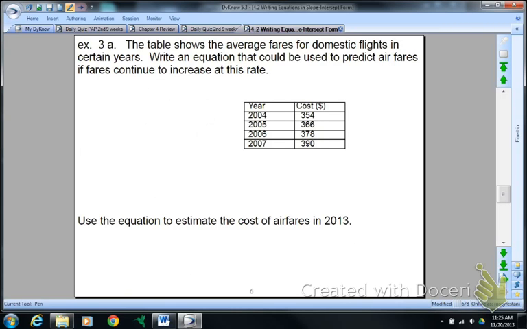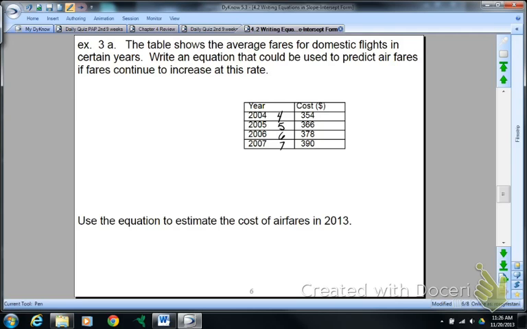Example 3A, the table shows the average fares for domestic flights in certain years. Write an equation that could be used to predict airfares if fares continue to increase at this rate. Okay, what I'm going to do for the year 2004, let's start this at 2000. So instead of using 2004, we're just going to say the year is 4 and 5 and 6 and 7.